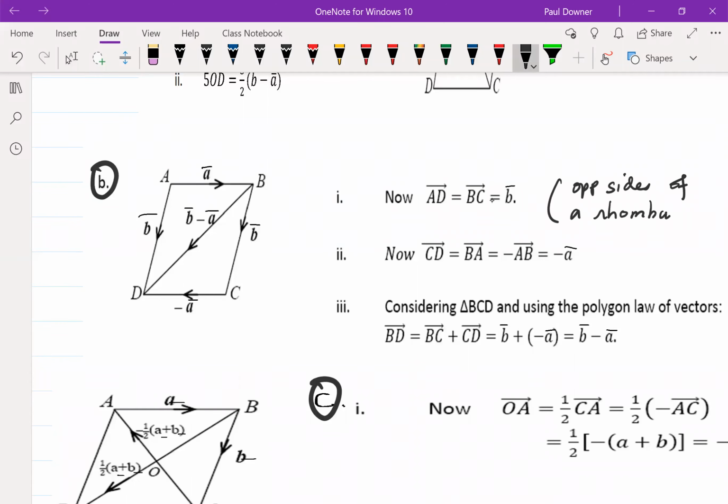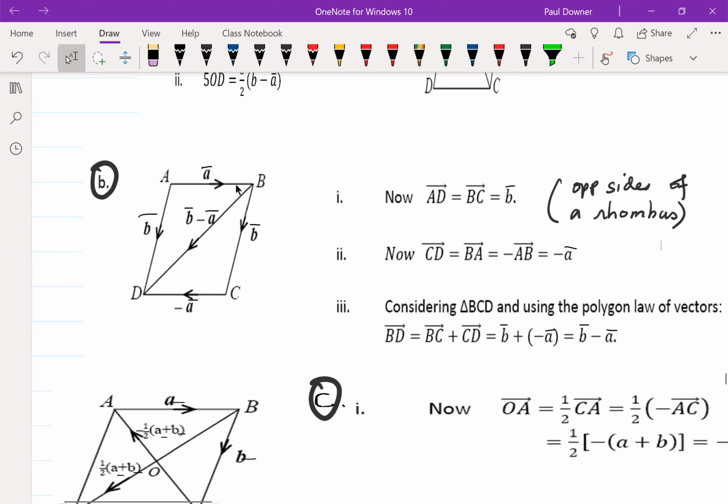Opposite sides of a rhombus must be equal and parallel. That means the vectors must be the same. So if I know this is B, then this also has to be B. So that's that one. The next one we have to find is CD. So let's look at CD here. CD is going in this direction. That means that CD is in the same direction as BA.